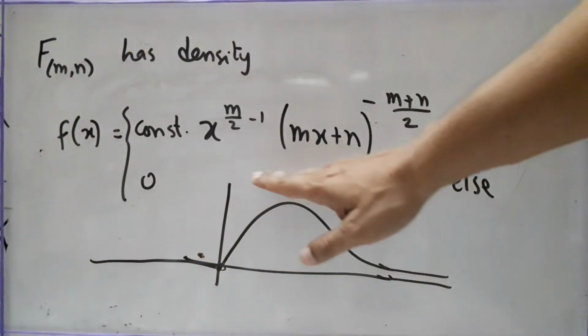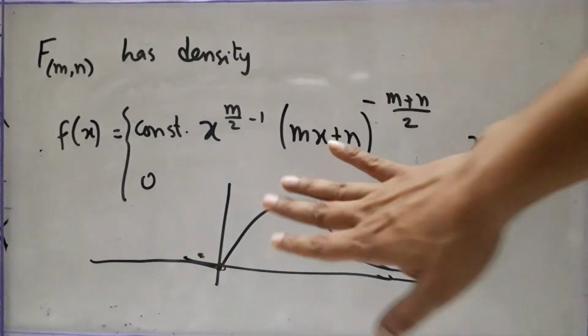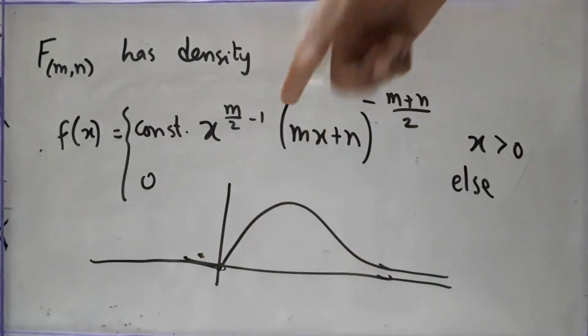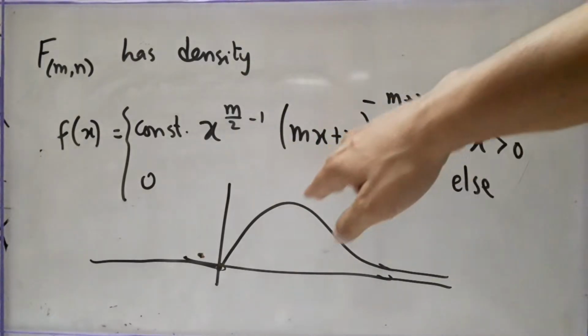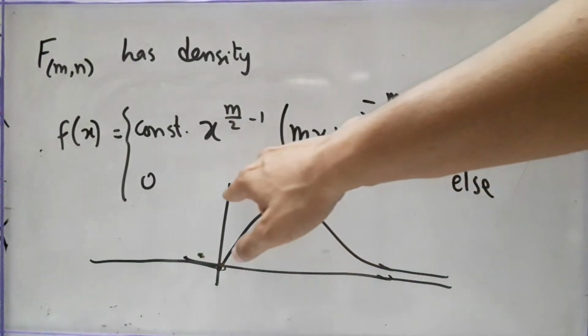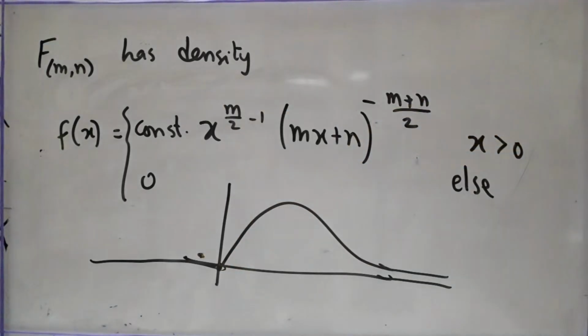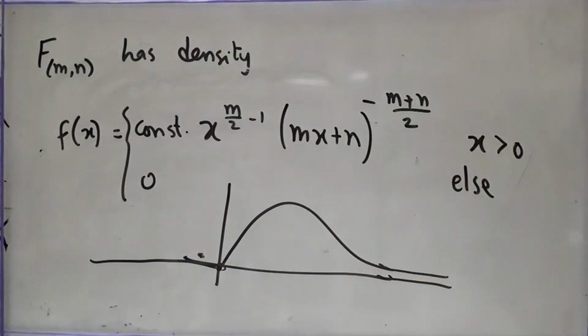So it just goes up somewhat like gamma, and then it decays. This will be the typical form if m by 2 is greater than 1. But if that falls below 1, in that case it will go up or hit at some finite height. But for most practical applications, you will find that m by 2 will actually be greater than 1. So this is how the density will look.